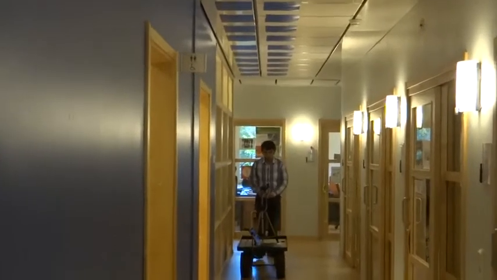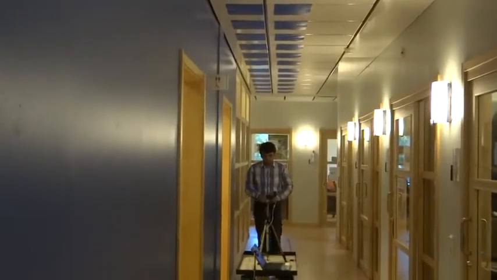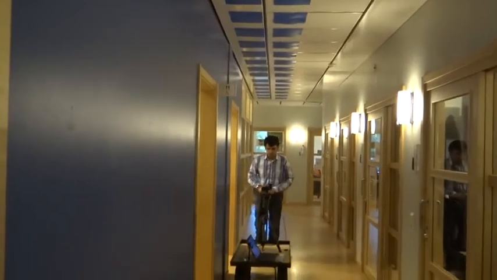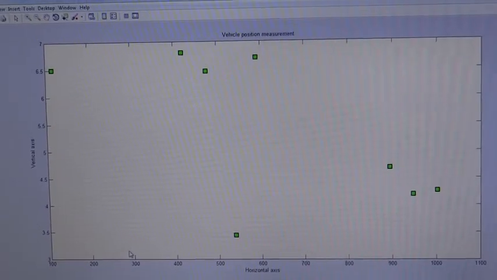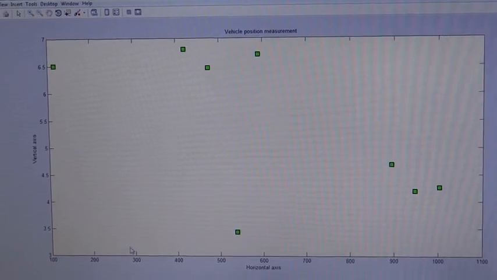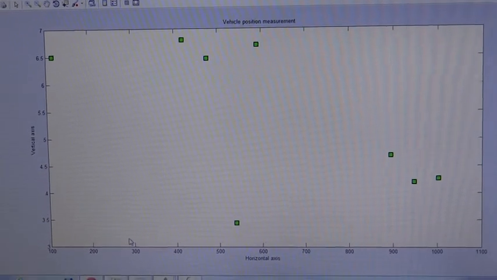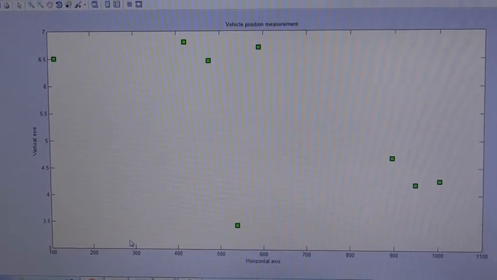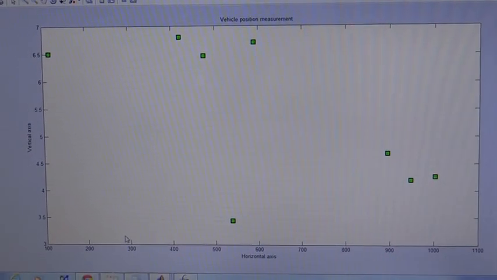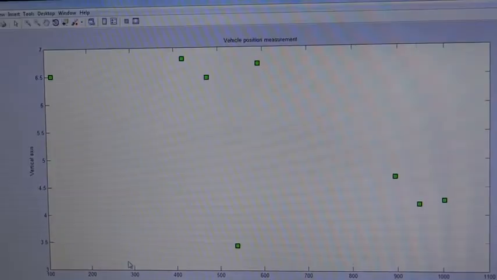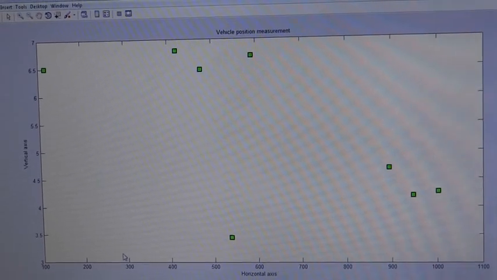The next step is to move the system horizontally so that we can find the position of the camera horizontally and also vertically, which is away from the side wall. This graph represents different locations of the camera. For example, this point represents the camera location at 550 cm from the starting point in the horizontal direction, and 3.5 cm shows the distance between the camera and the side wall in the vertical direction.